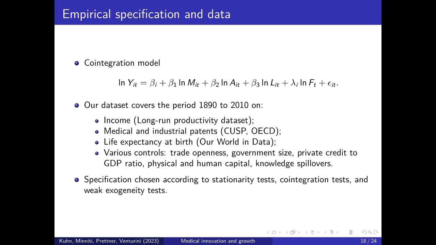The specification is chosen according to stationarity tests, co-integration tests, and weak exogeneity tests, which tell us basically that variables are integrated of order 1, so we can use them in the co-integration model. There is one co-integrating relationship, and weak exogeneity tests suggest that causality mainly runs from the right-hand side variables to the left-hand side variable.